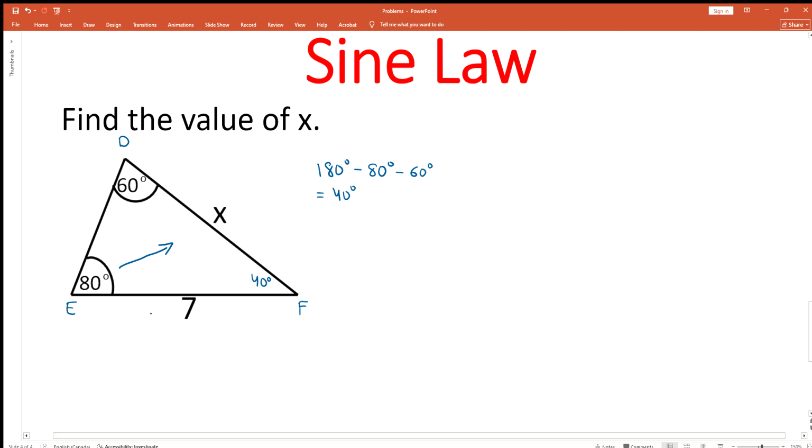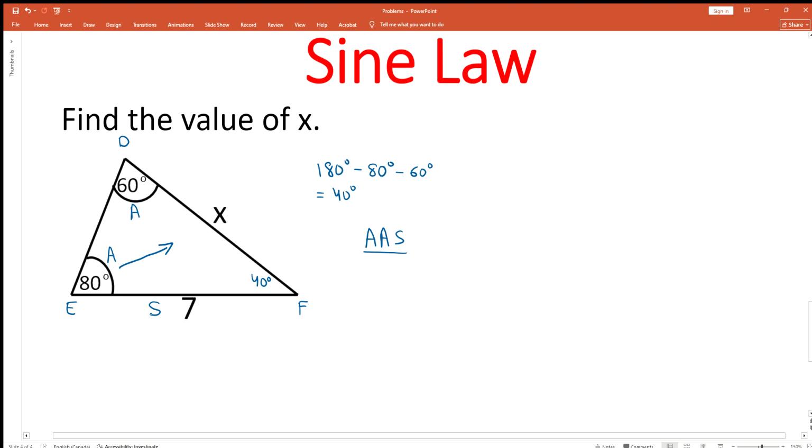In this triangle, we are given the measures of two angles and the length of side EF. This is AAS case because we are given the measure of two adjacent angles and the side on which the second angle lies. So this is AAS case. Since this is AAS case, we can use sine law to find the value of x.